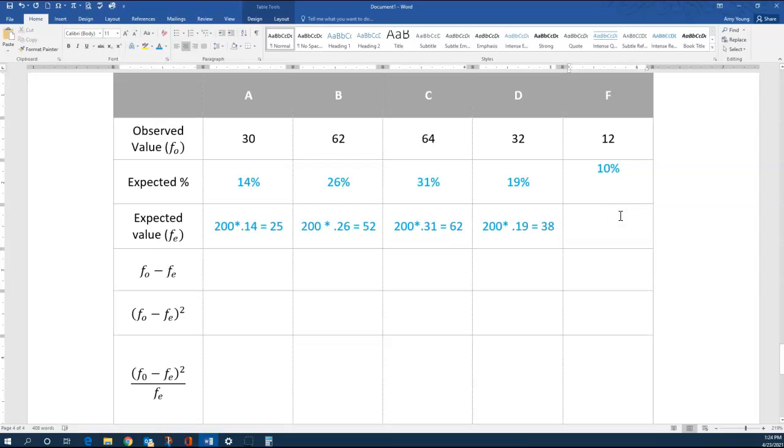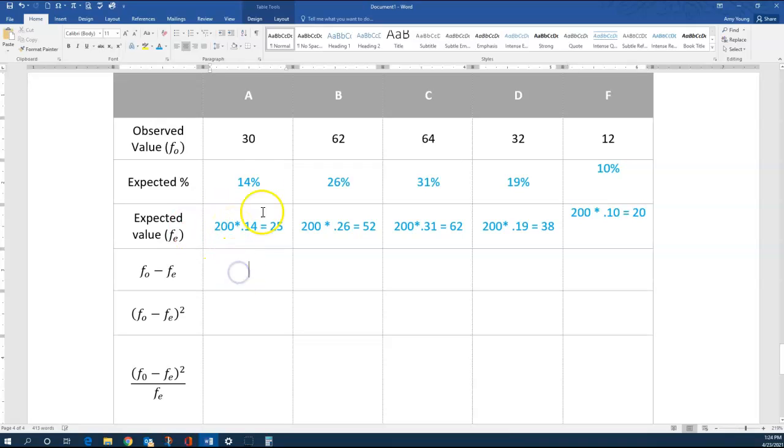And lastly, 200 times 0.10, and we expect there to be 20 F's. Okay, so there's our expected values: 25 A's, 52 B's, 62 C's, 38 D's, and 20 F's. And again, if I add up the 25, 52, 62, 38, and 20, that should get me back to that 200 sample size that I had.